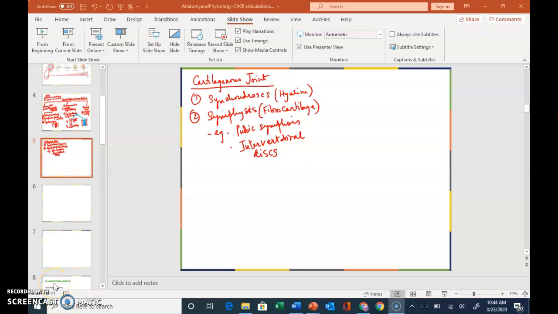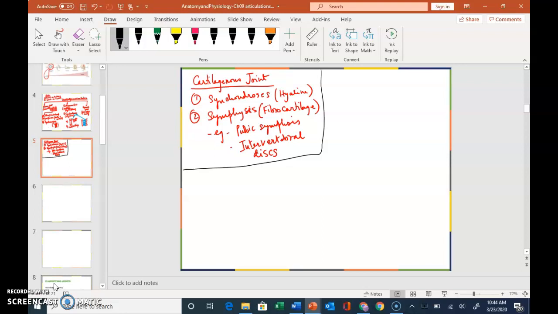Okay, class. So moving on to part 2 of our lecture. We are starting with, so I'll just draw this. We are starting with synovial joints. So synovial joint. Sorry, my handwriting is not that great here.